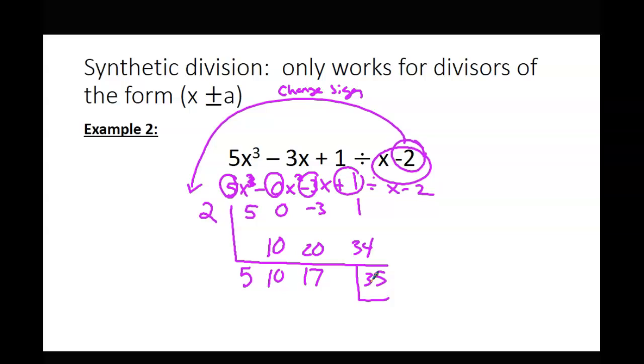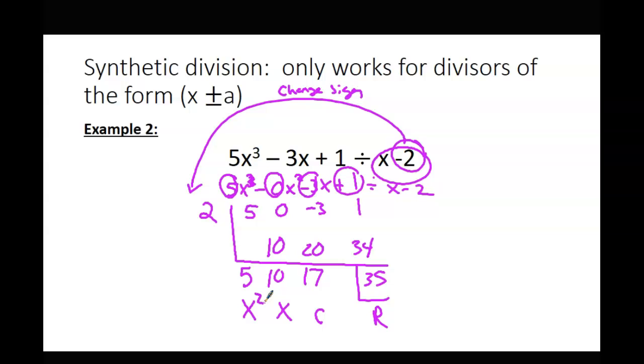Okay, so it's add down, multiply, repeat. Add down, multiply, repeat. Okay, now here's how this works. This number over here in the bracket, that's always going to be your remainder. This number here is always going to be your constant, which means it doesn't have an x with it. The one that comes after that will be your x term. The one that comes after that will be your x squared. And if there's more, it would be x cubed, x to the fourth, and so on.